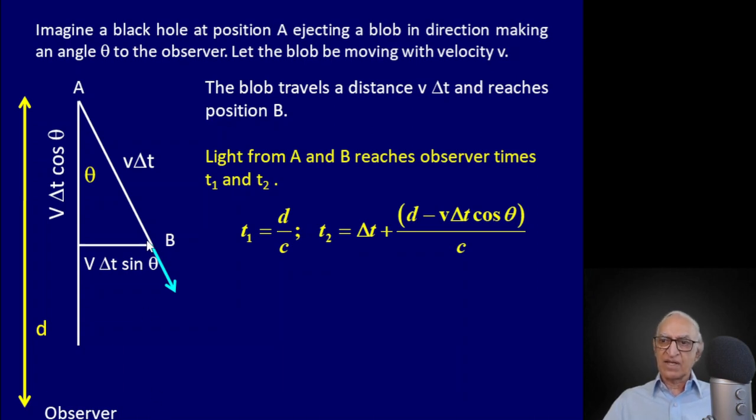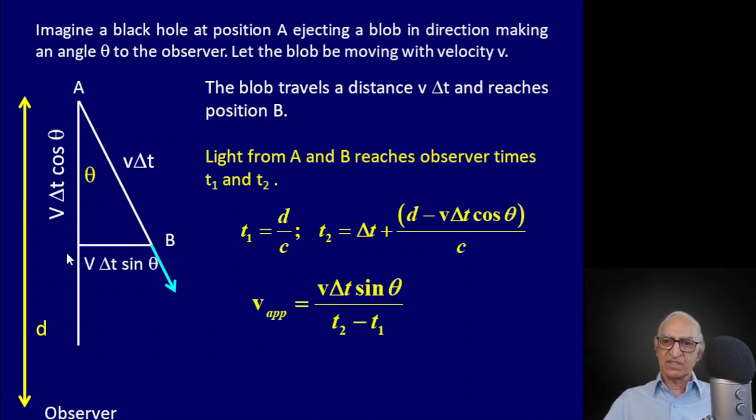After all, you have to wait till the blob gets here, plus the light travel time from B to over here. Light travel time is the distance traveled, which is d minus v delta t cos theta. Already in that time, the blob has moved this much distance towards us, so you have to subtract it from d. So it is d minus v delta t cos theta divided by c.